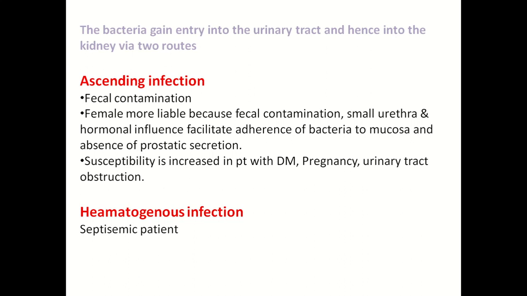Susceptibility is increased in patients with diabetes, pregnancy, and urinary tract obstruction. So that's all about ascending infections. Now, hematogenous infections. If the patient is septicemic, then the infection is generalized, it is in the blood. So septicemic patients have another route of entry into the kidney. With these two routes, ascending and hematogenous infections, bacteria may gain entry into the kidney.